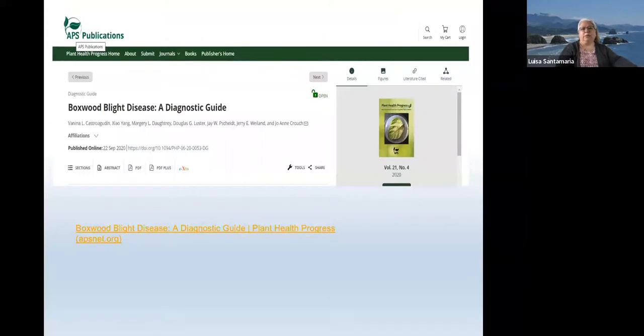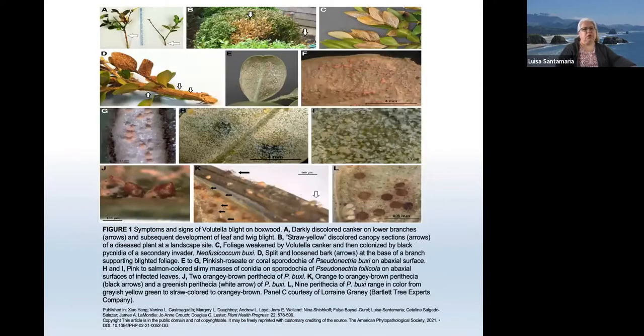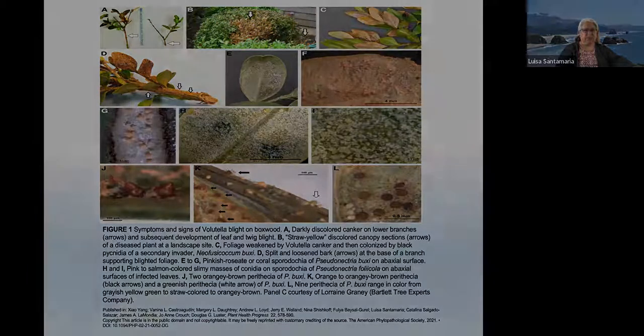And there was a publication in 2020, a diagnostic guide for boxwood blight. This is super cool because the pictures are really nice and good for this. And there is a new one published last year, a diagnostic guide for Volutella. The pictures are amazing. And I think all those links are in the resource list that we provide you.